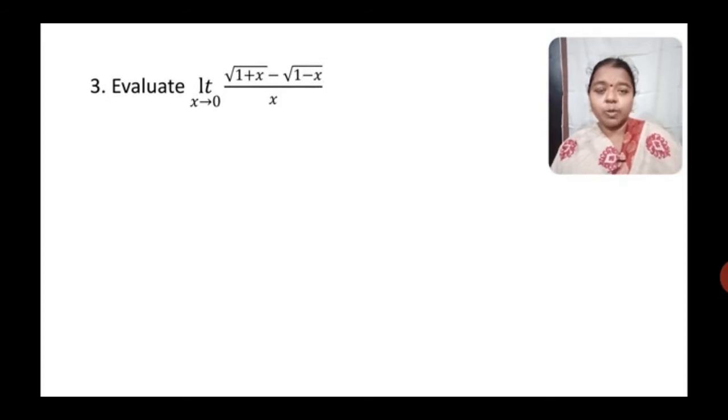Now let us see our next problem. The next problem is, evaluate limit x tends to 0, root of 1 plus x minus root of 1 minus x divided by x. Now when you look into this problem, you may feel it is very difficult, but nothing is difficult in maths, right? As the saying says, every problem has a solution. When I put x is equal to 0, again numerator becomes 0, denominator also becomes 0. We get 0 by 0 form. So let's think of a particular method by which we can solve this problem.